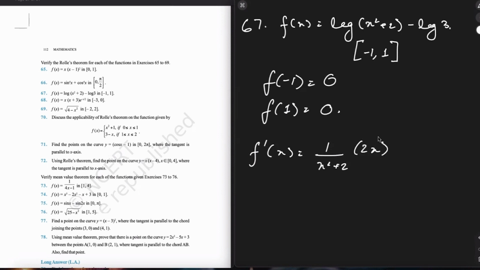Alright. And log 3 will be 0. So the only way for this to be equal to 0 is x equal to 0. So this is your c. C equal to 0 is the only point that you have got.